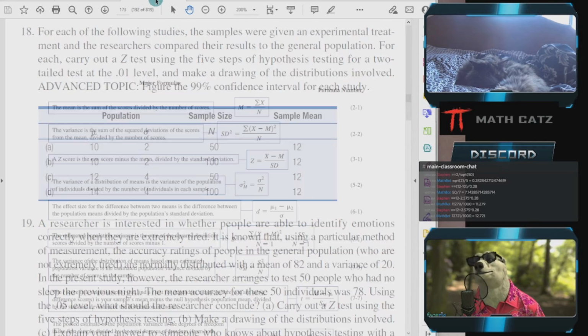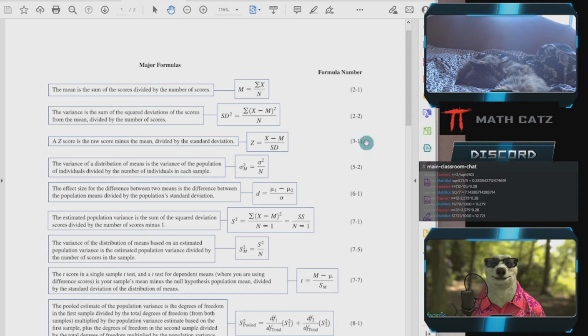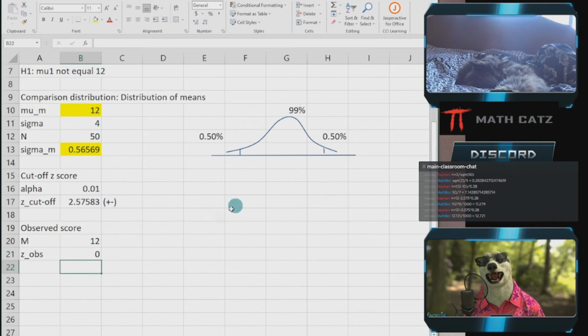Oops, no, I want the formula sheet. It's not explicitly on our formula sheet, but 3-1 is a good reminder for how that works. 7-7 is as well, but that is a future topic, so I don't want you to get confused by looking ahead at formulas that aren't quite the same. So of course our Z observed is going to be 0, as I suspected. The sample mean that I get is exactly the distribution mean I'm testing against.